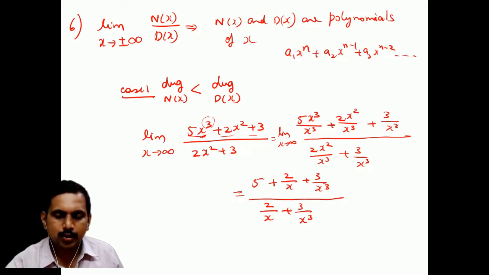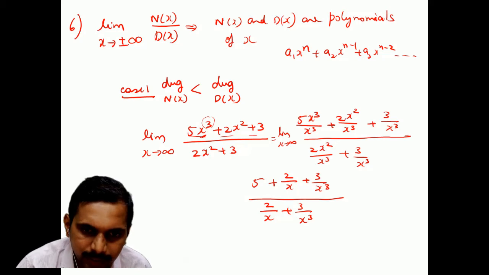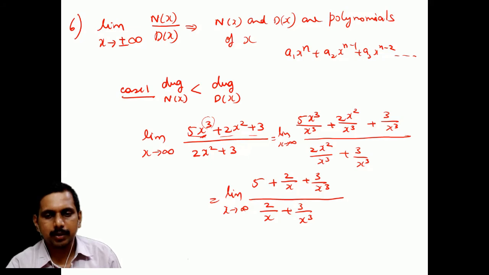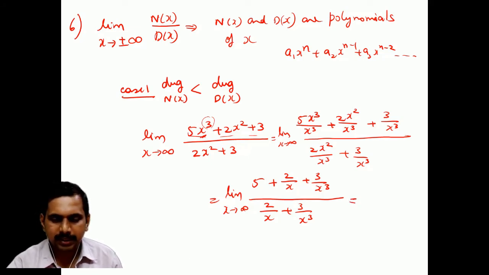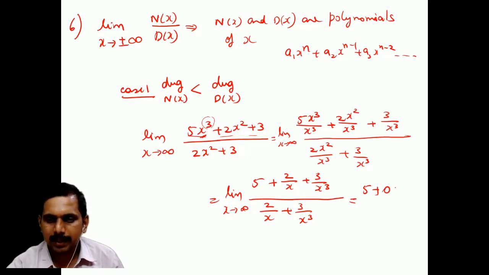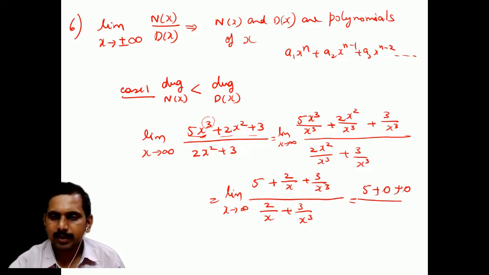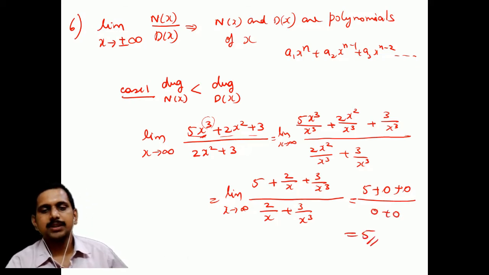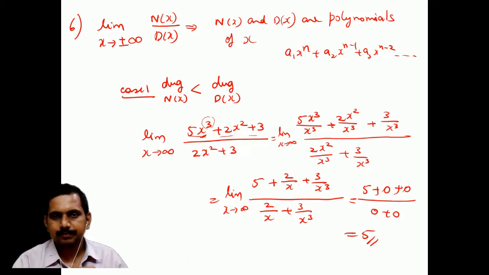Correct, students? Now you substitute the limit, x tending to infinity. 5 doesn't have any x, so it will be 5 plus 2 by x. When you put 2 by some large number, it will be 0. Here it will be again 0 plus 0. So the answer for this is 5. This is how you do it. Easy, students? Is it clear?